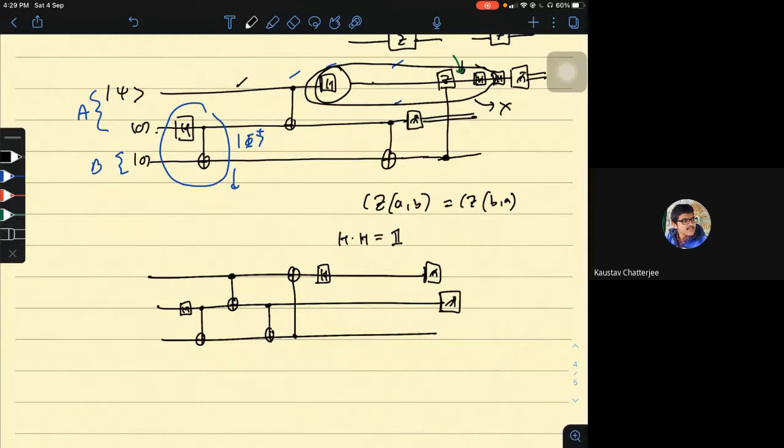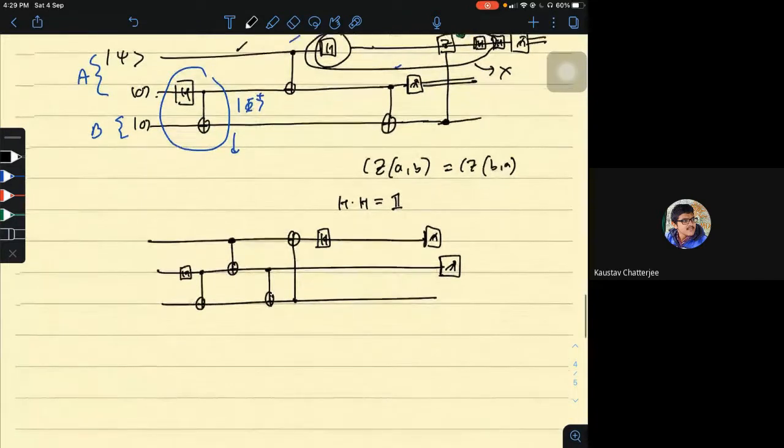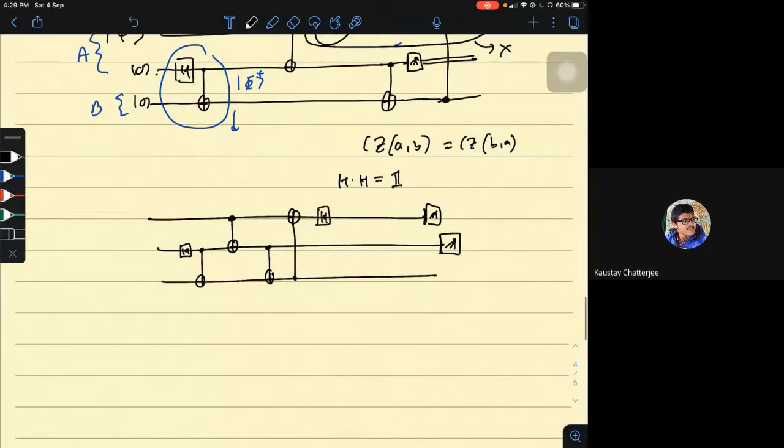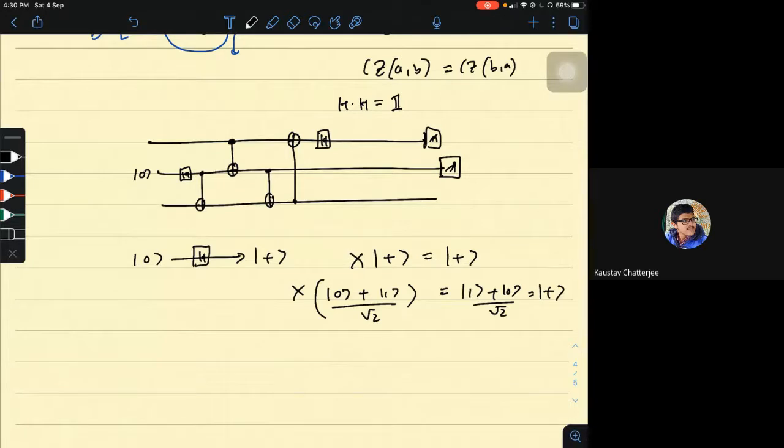Now one more thing. We saw that when the Hadamard is applied to the state 0, this becomes the plus state. And if I apply a NOT gate on the plus state, it is the same as the plus state, because I have (state 0 plus state 1) by root 2. I apply the NOT gate. This becomes (state 1 plus 0) by root 2, which is basically my plus state, which doesn't change anything.